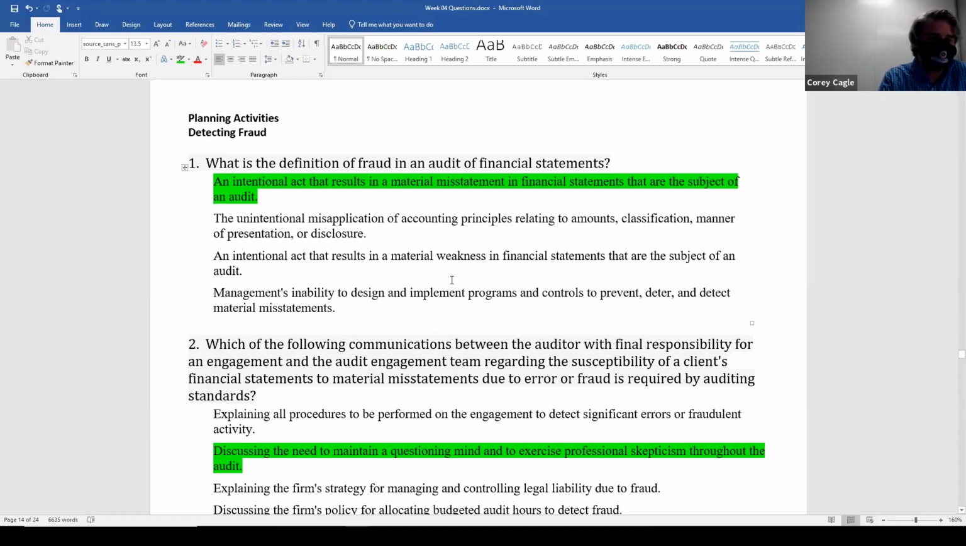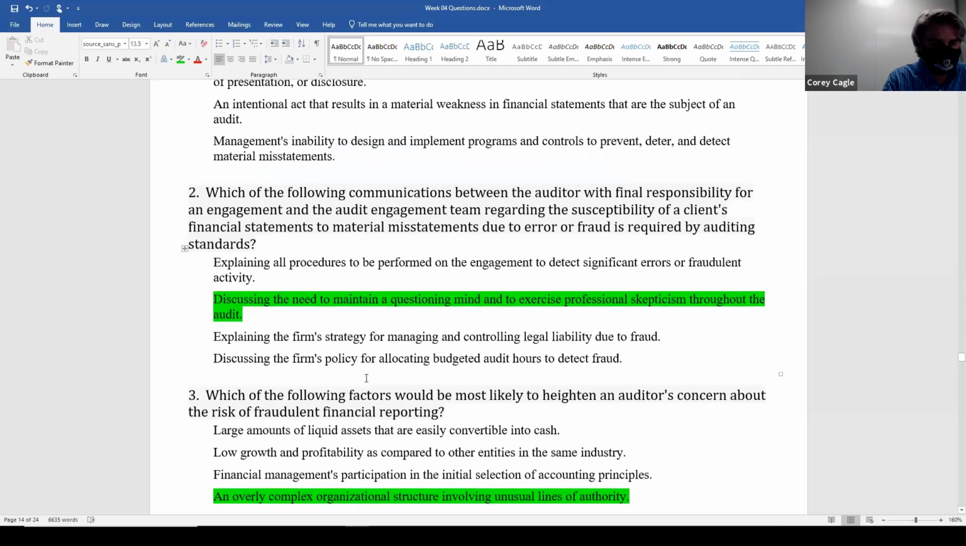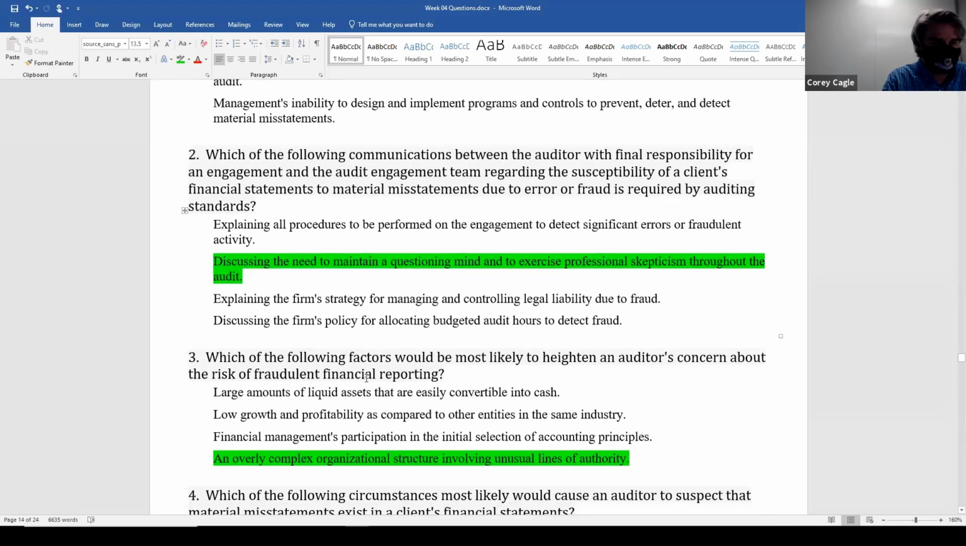So, this first one is just a simple but really important definition of fraud: an intentional act that results in material misstatement of financial statements. It's not unintentional. So, very important definition. 2, there's those buzzwords again about professional skepticism. That's an extremely important concept.